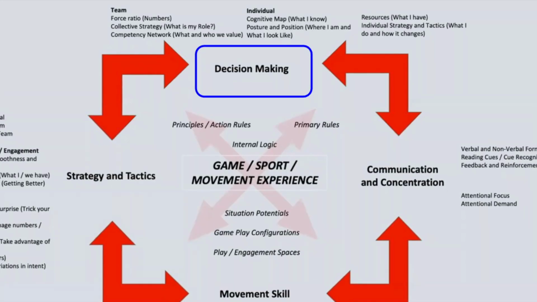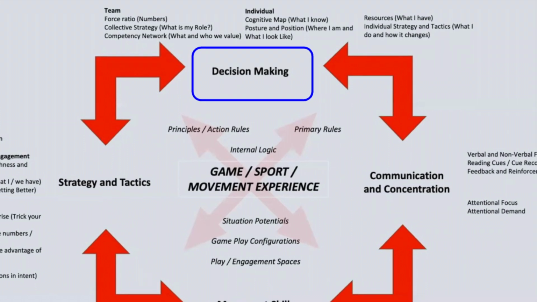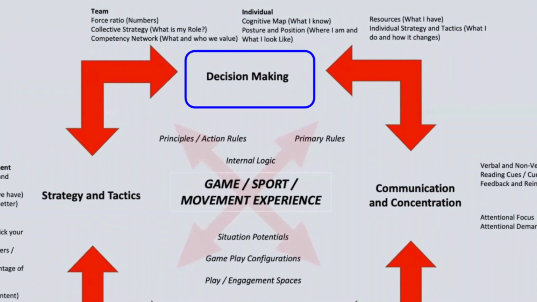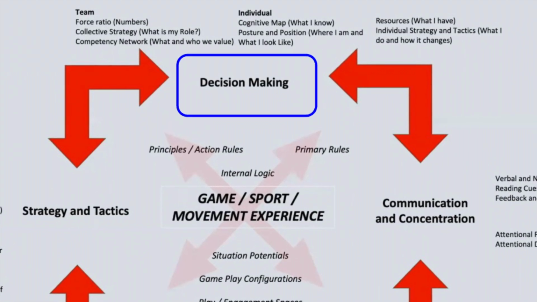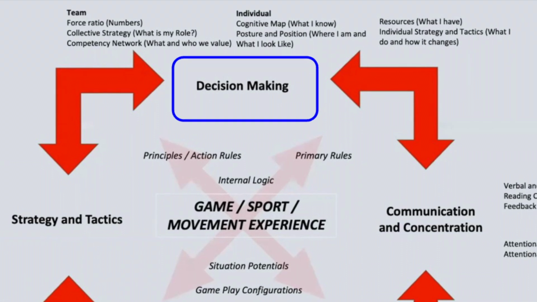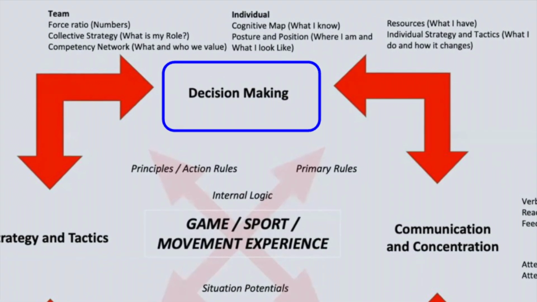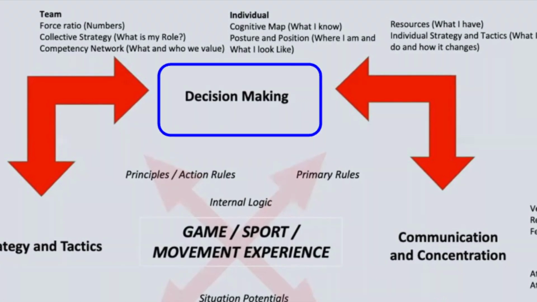The first component of the grammar of games I will discuss is decision making. Decision making is a vital component of the grammar of games which ultimately affects a learner's ability to facilitate movement skills, understand and use strategy and tactics, and enhances their ability to interpret what is being communicated. Decision making can take place on either an individual or team level.